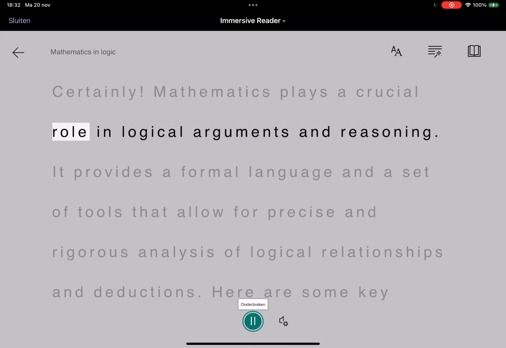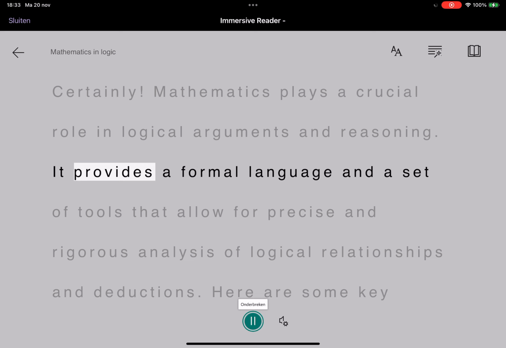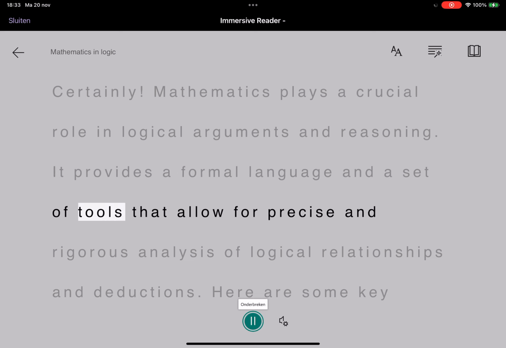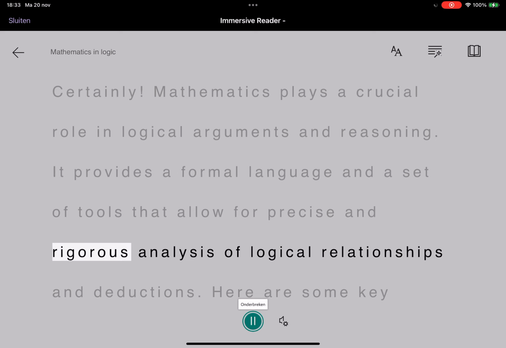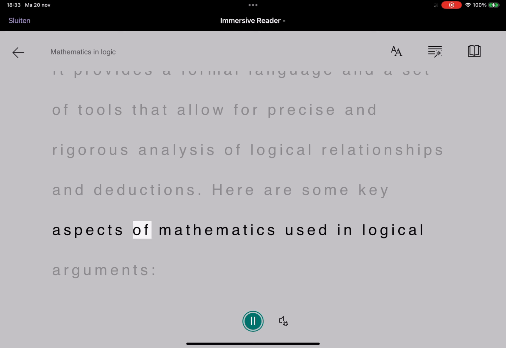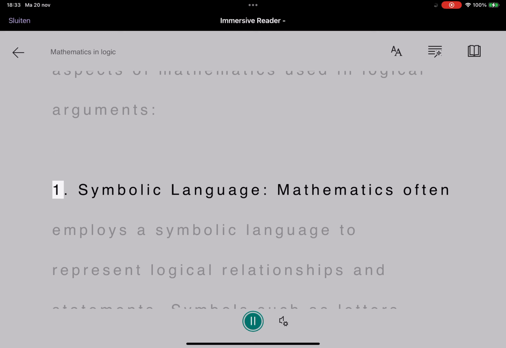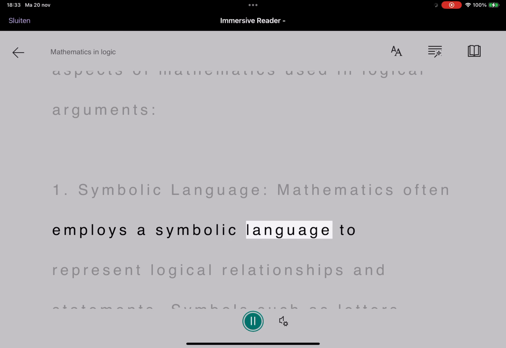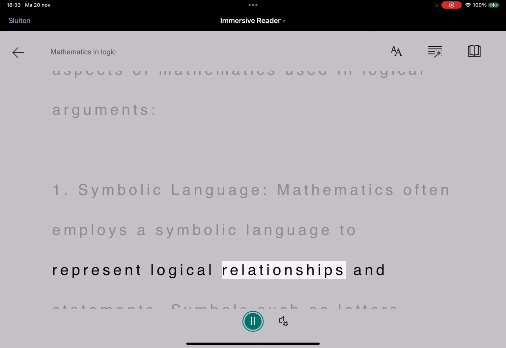Mathematics plays a crucial role in logical arguments and reasoning. It provides a formal language and a set of tools that allow for precise and rigorous analysis of logical relationships and deductions. Here are some key aspects of mathematics used in logical arguments. 1. Symbolic language. Mathematics often employs a symbolic language to represent logical relationships and statements.